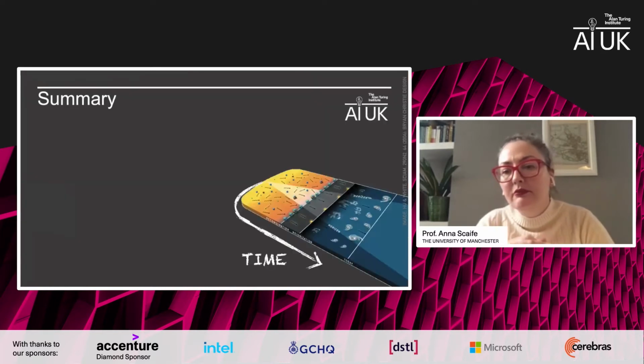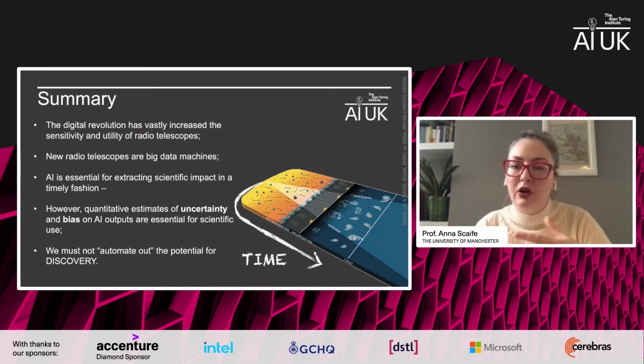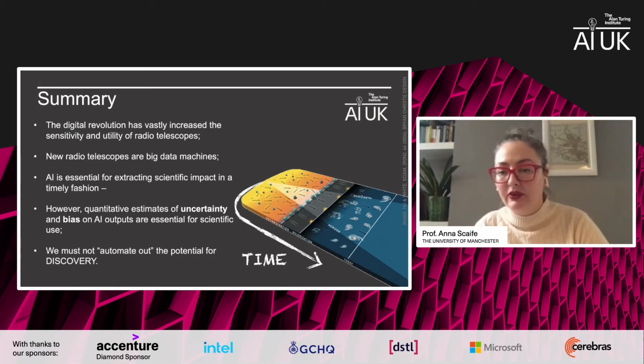So in summary, the next generation of radio facilities are helping us to fill in the gaps in our knowledge in how the universe evolved. But the data they produce is so large that AI is now essential for extracting scientific information. However, we have very domain-specific needs, especially in terms of uncertainty and bias. And we also need to be particularly careful not to automate out the potential for discovery. And I'll finish there. Thank you.